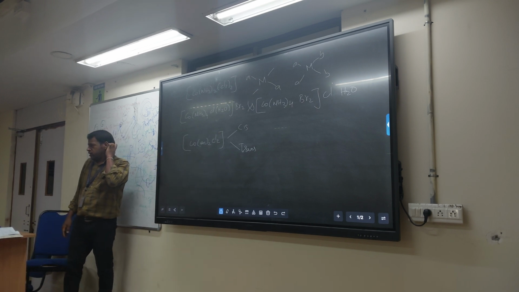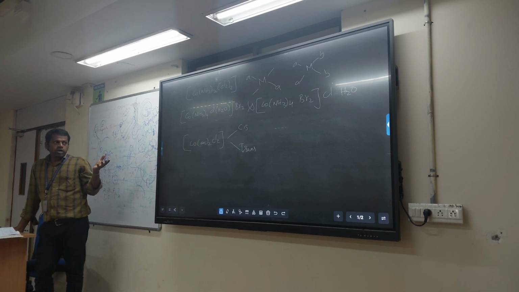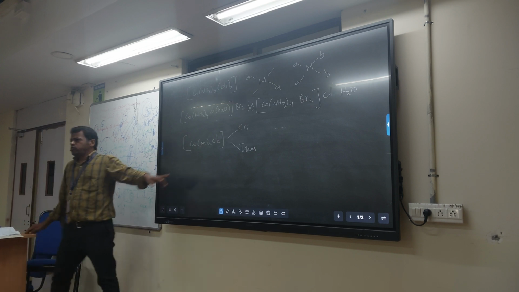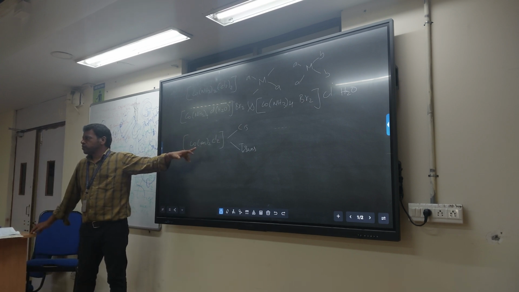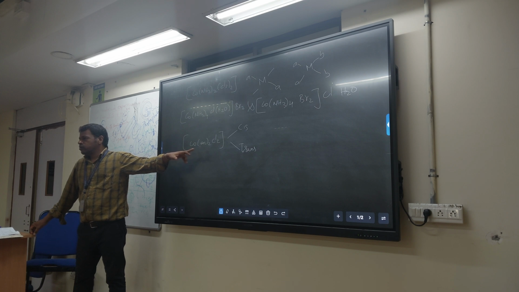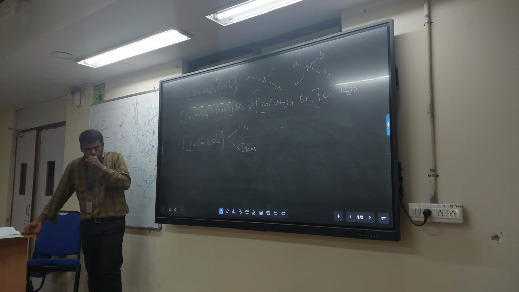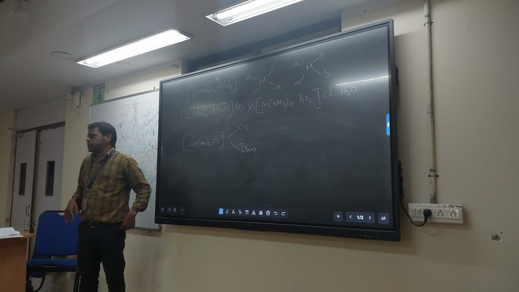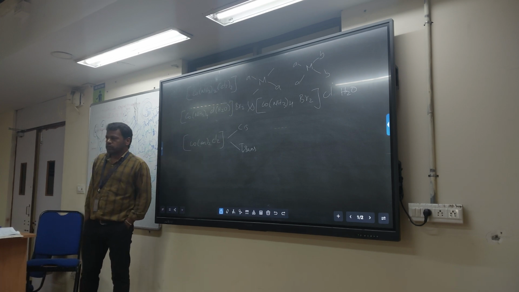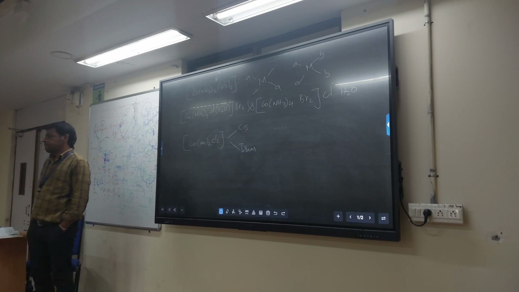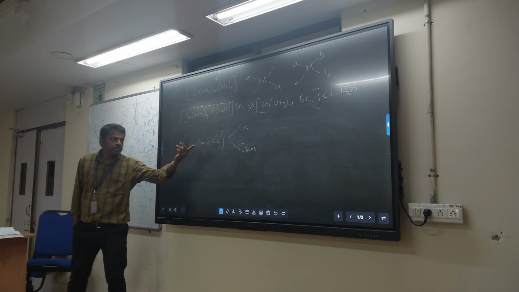For example, you take anything. If [Co(en)2Cl2], what is the geometry of the complex? What is it? What is the geometry of the complex? The last table, listen. Why are you using the phone? What is the geometry of the complex? Yes, student, tell me. Very simple question only. What is the geometry of this complex?